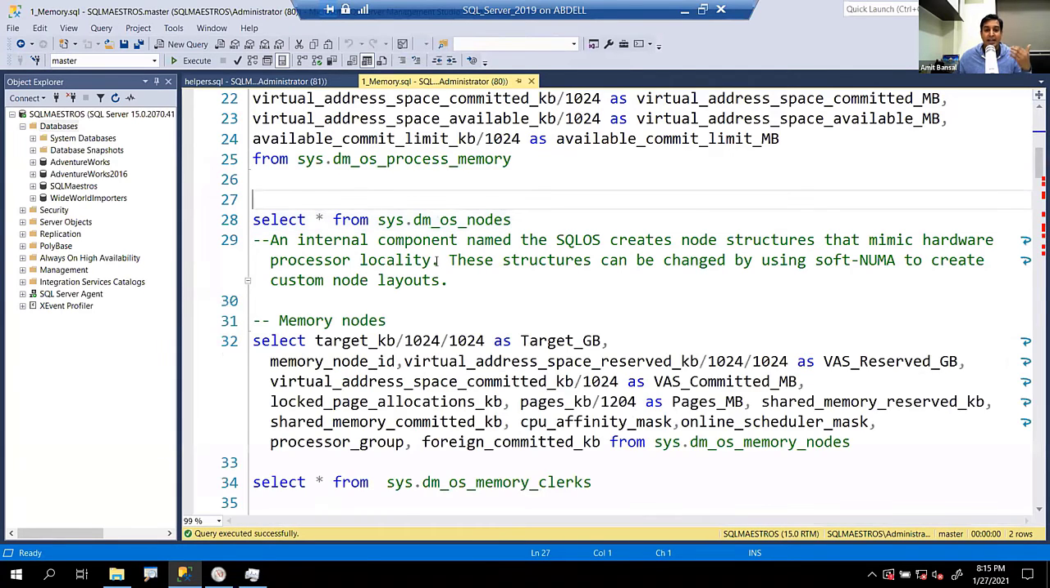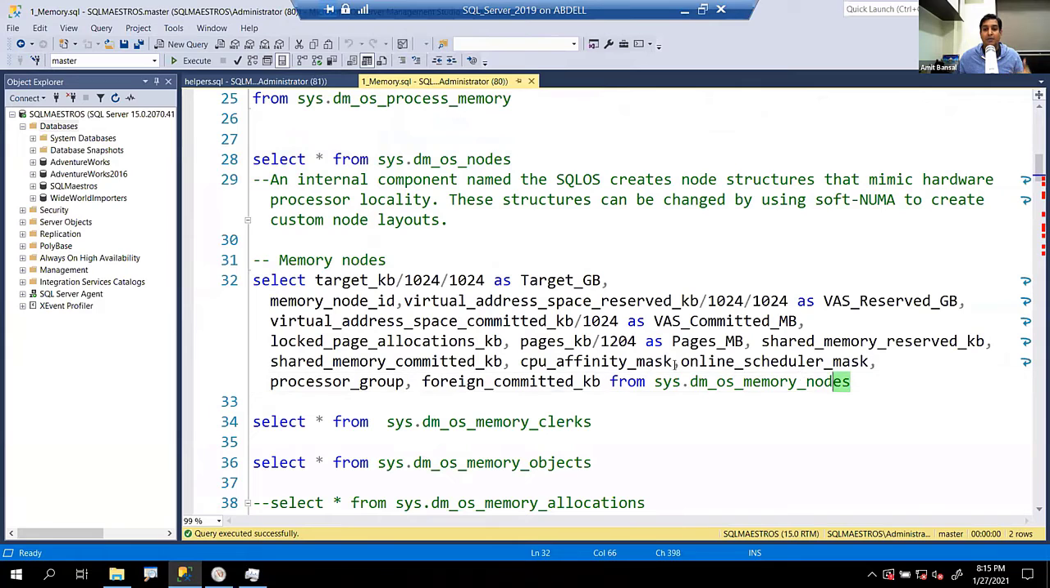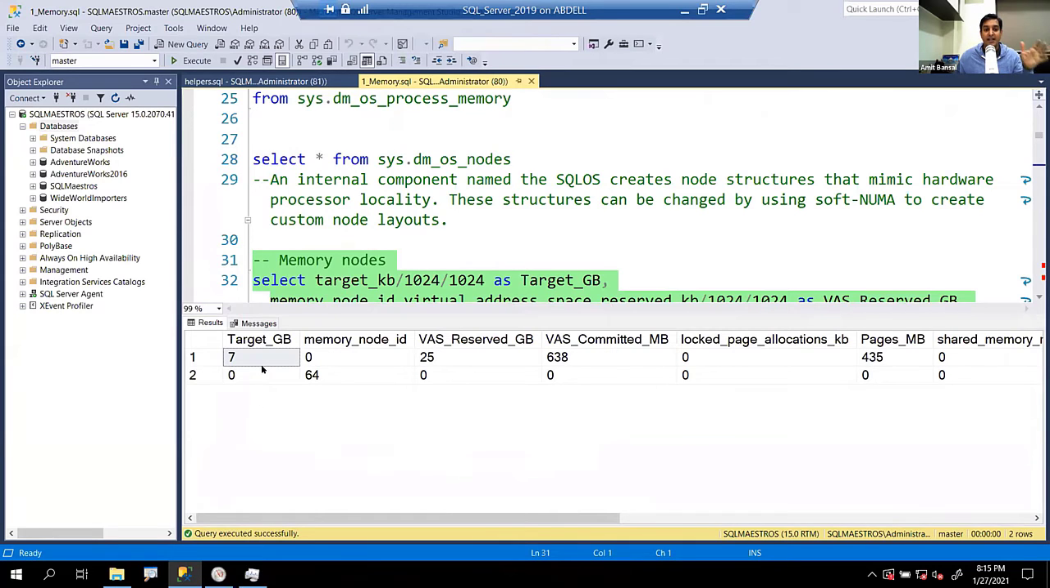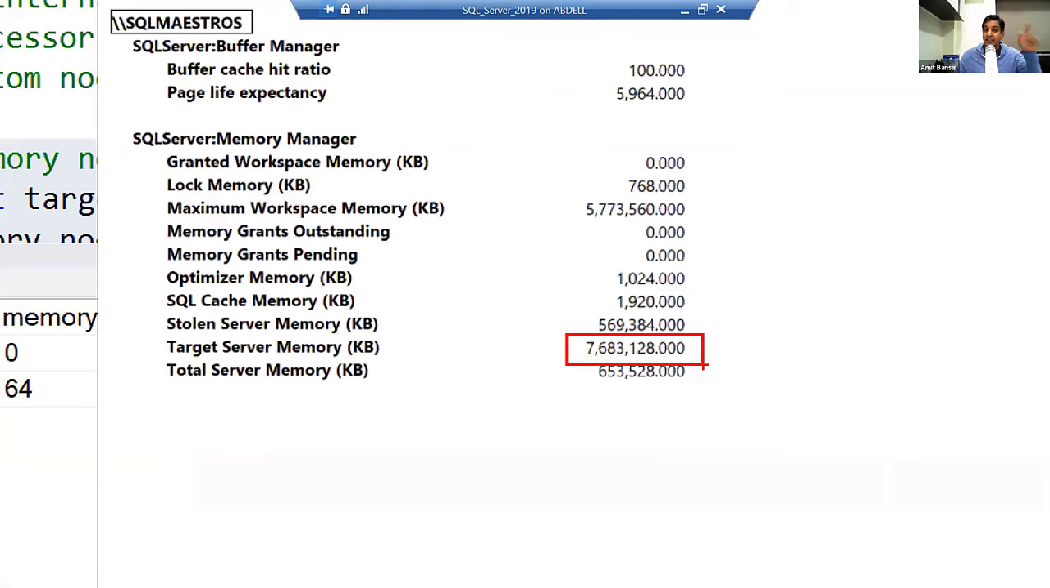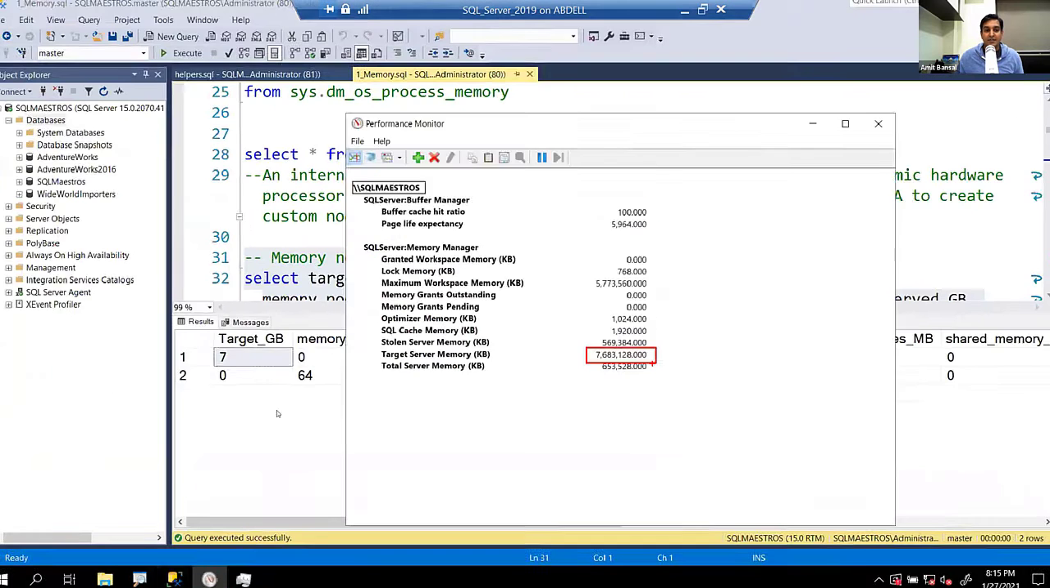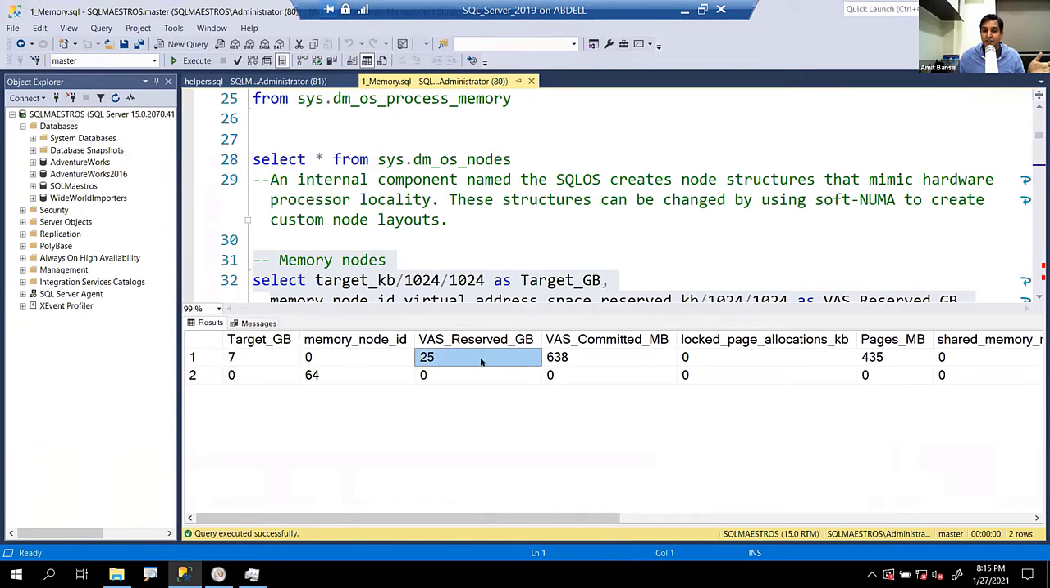But if you want node level information about memory, which is memory nodes, look at the DMV OS memory nodes. Let's execute this. You can see that target is about 7 GB. That's the target memory allocated to this specific node. And the target server memory is also matching up with what you see in the DMV. The reserved GB is 25 and committed is about 638.